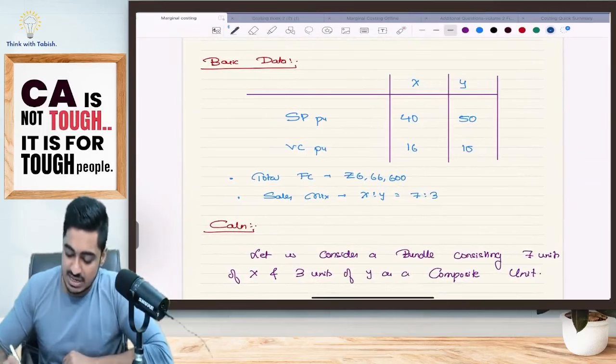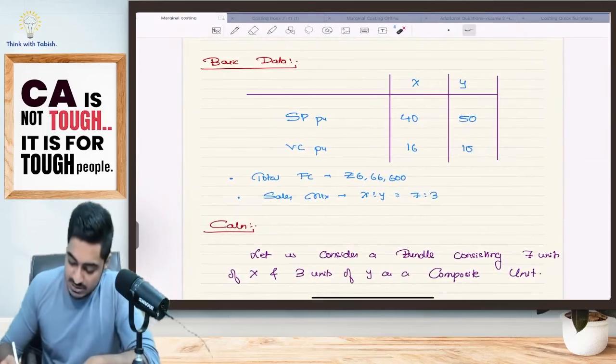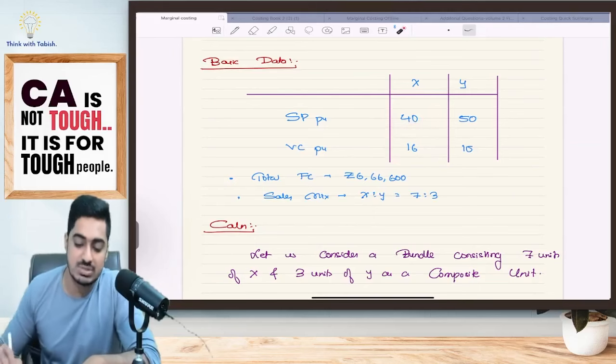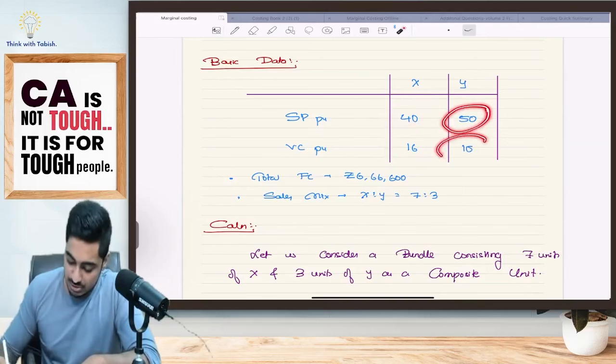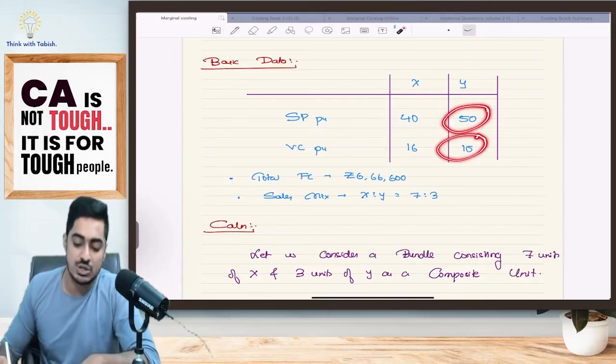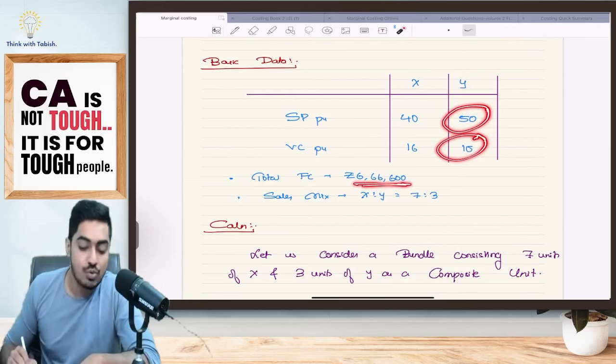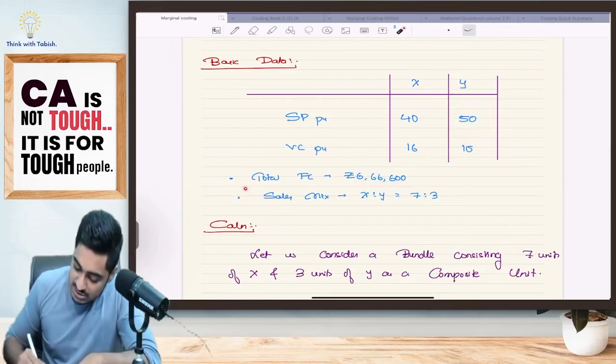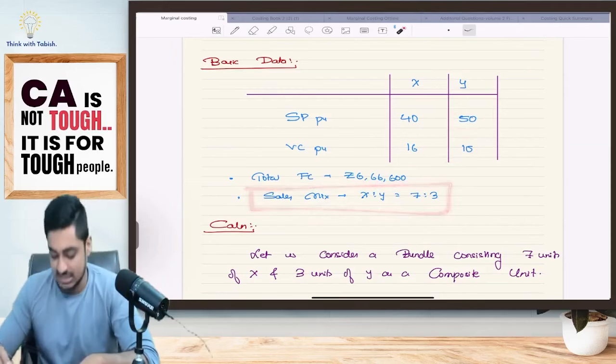Yes, X I am selling at what price? What is the selling price of X? 40. What is the variable cost of X? 16. Now Y also, I am selling at what price? 50 is my selling price. What is the variable cost? 10 rupees. What is the total fixed cost? It is 660,600. What is the sales mix? In which ratio am I going to sell? 7:3. Is this clear, everyone?